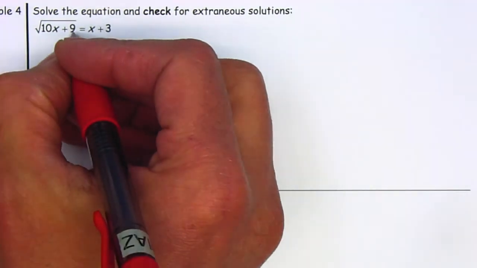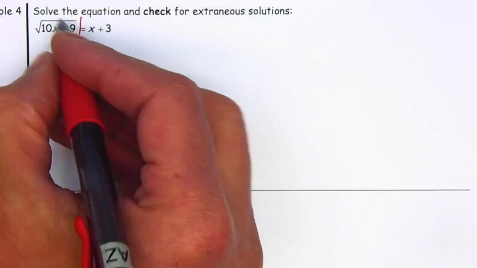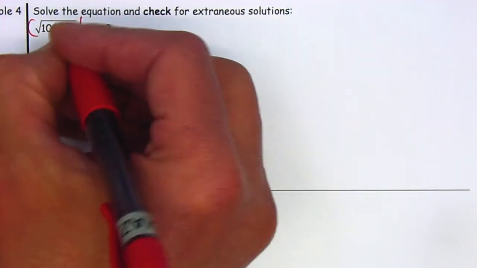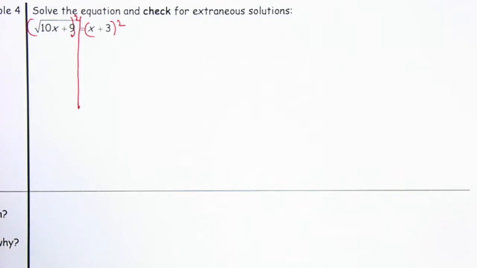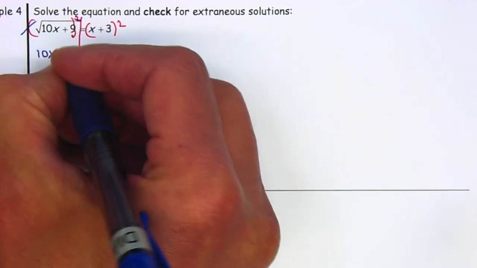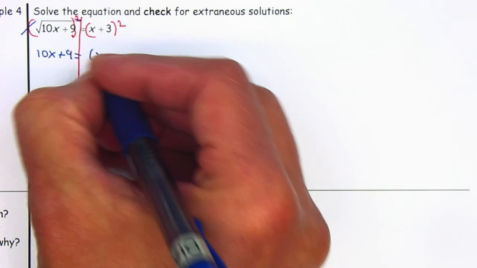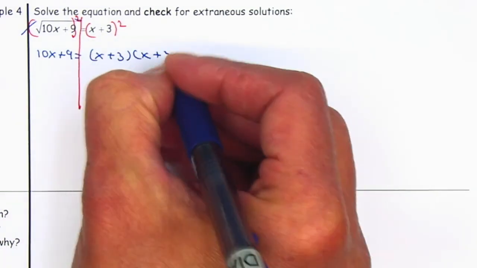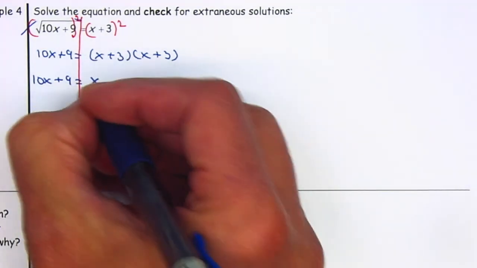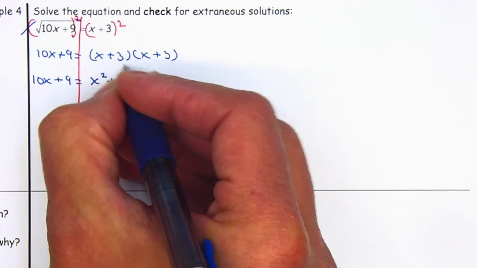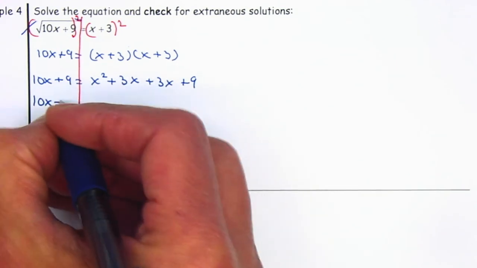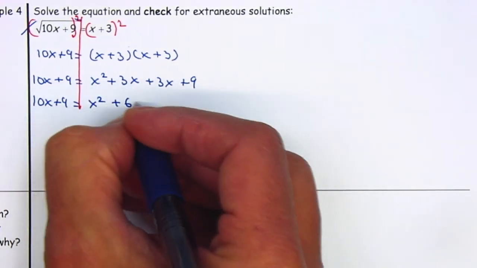So I'm going to go and draw the line. Now that I have the square root isolated on the left hand side, I can take the square on both sides. The square and the square root cancel. So I have 10x plus 9 is equal to x plus 3, which needs to be written twice. Now I have 10x plus 9 is equal to, foiling this out, x squared plus 3x plus 3x plus 9. 10x plus 9 is equal to x squared plus 6x plus 9.